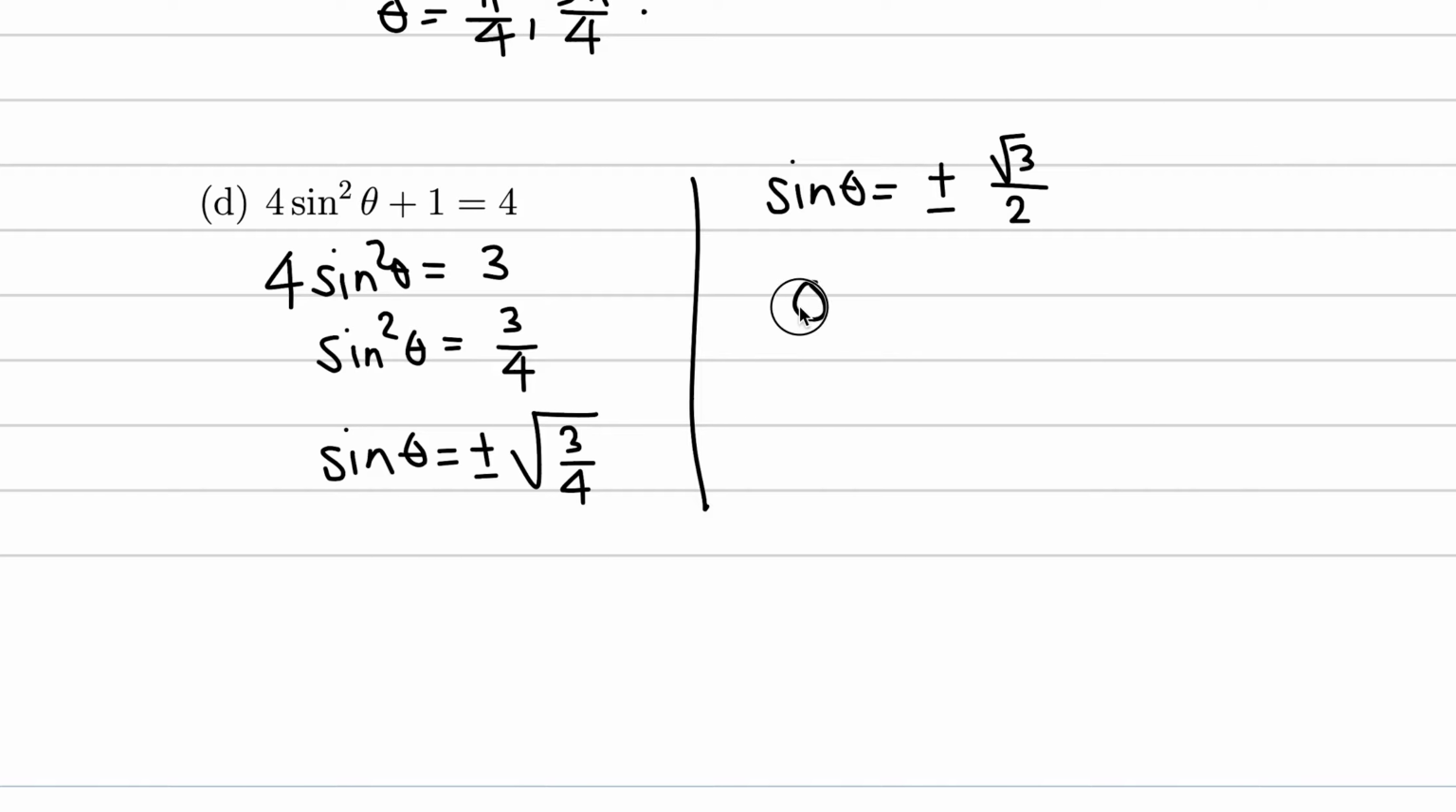Now to find theta, sine means the y coordinate being plus root 3 over 2 and negative root 3 over 2. So positive in 2 quadrants, negative in the 2 other quadrants, so all 4 quadrants. In the first quadrant you will see pi over 3. Then 2 pi over 3, 4 pi over 3, and 5 pi over 3.